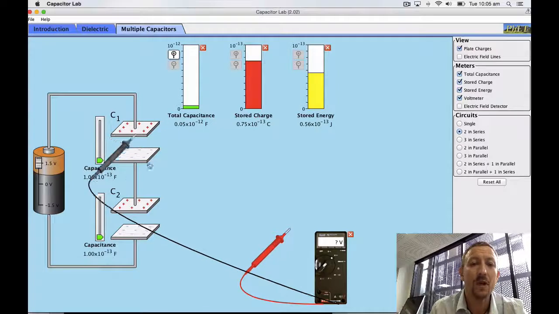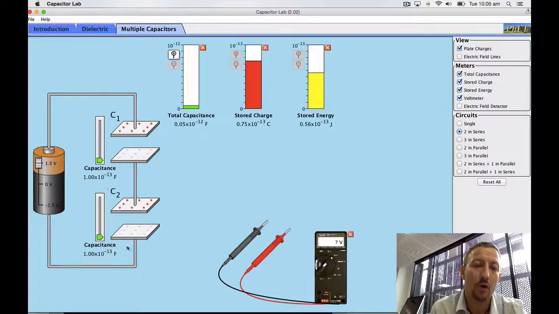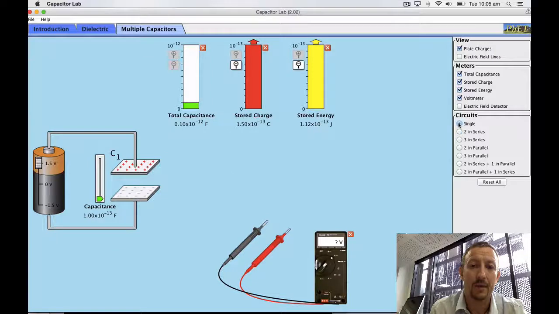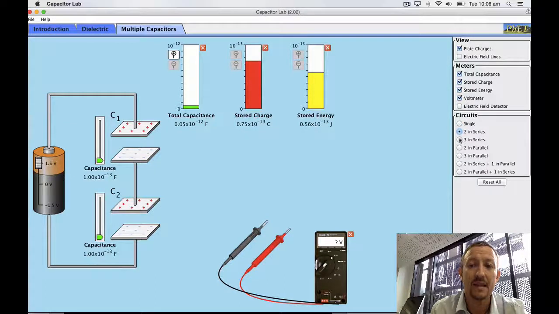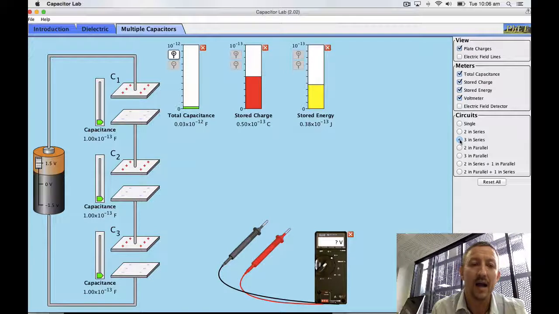So we now know that we've got a total capacitance which is halved, and we know that the voltage is shared across. Now let's go back to our single capacitor. With a single capacitor at 1.5 volts, I'm storing 1.12 times 10 to the negative 13 joules of energy. But look what happens when I add more in series. You can see that the energy begins to go down. I'm actually storing less energy as I go across the three capacitors.